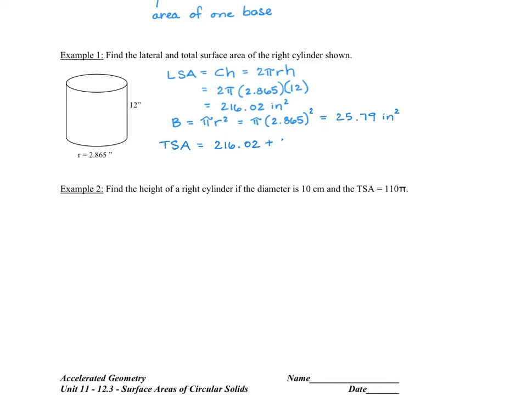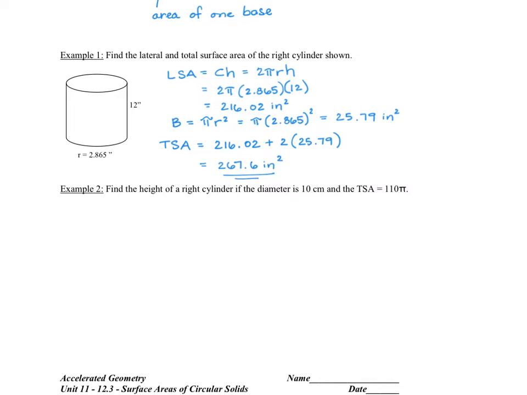To find the total surface area, I'll take the lateral surface area of 216.02 and add that to 2 of the bases, which are each 25.79. So the approximate total surface area for the right cylinder shown is 267.6 inches squared.